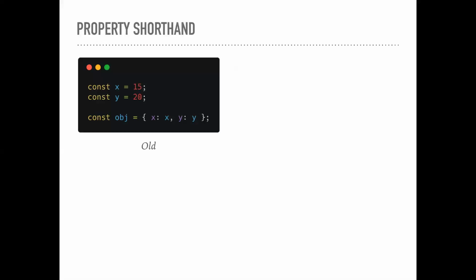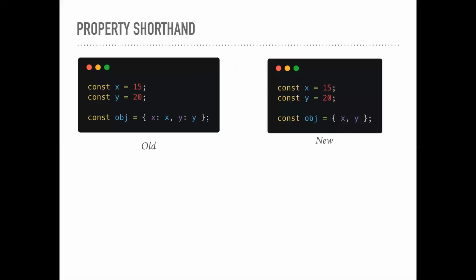This is honestly one of the most useful things I have used in React. Literally 99% of my code almost looks like this. Let's say I have this object with X and Y. I'm setting the variable X to the X key in my object, and the same for Y. This is annoying, so the new way is just this. If the name is X, it assumes that the key is also X. It's a cleaner way to write this.